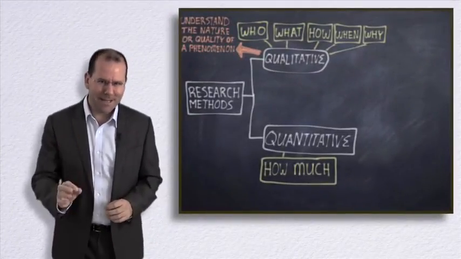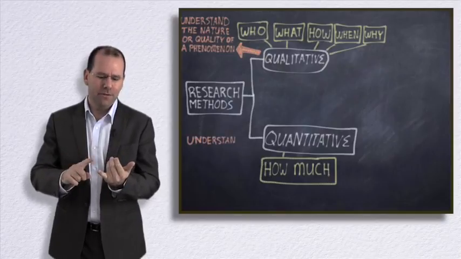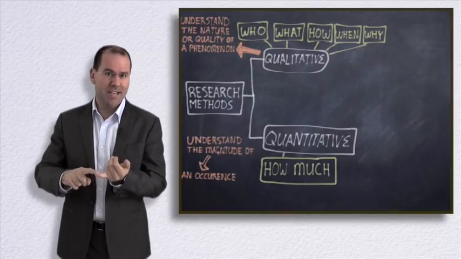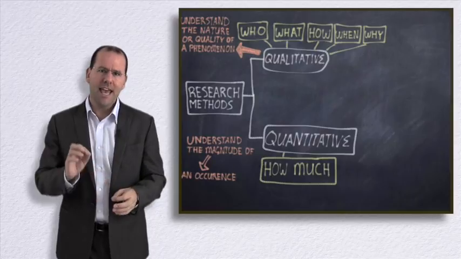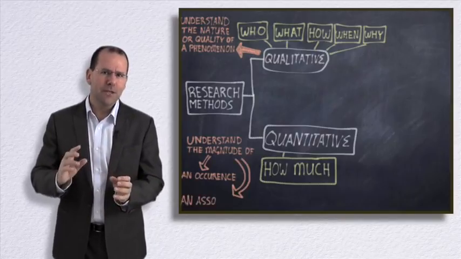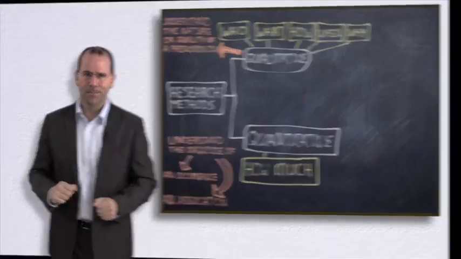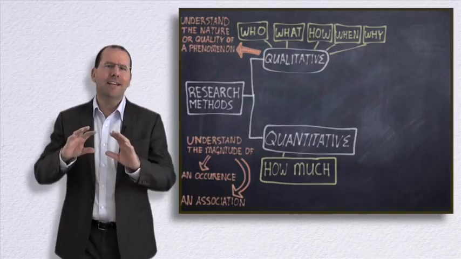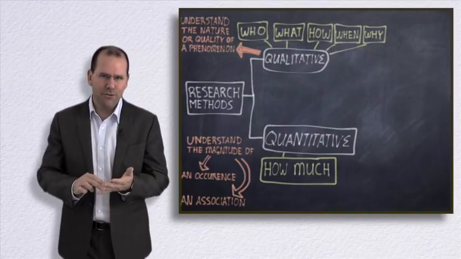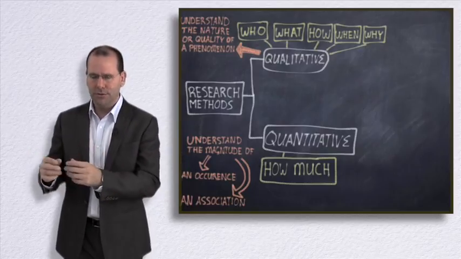When we're talking about magnitude, the how much, we're talking about the how much of, firstly, an occurrence, so the incidence or prevalence of a disease in a community, and we're talking about the magnitude or the how much of a relationship, so the association, for example, between a risk factor and an outcome. Now I'm just going to quickly give you an overview of some of the research methods used in these two groups of methods, qualitative research and quantitative research.